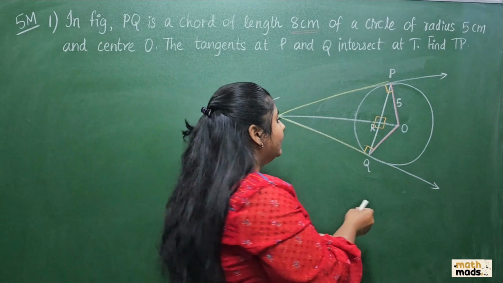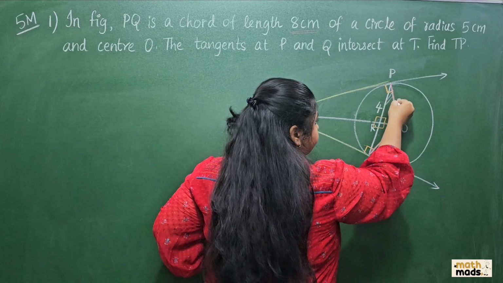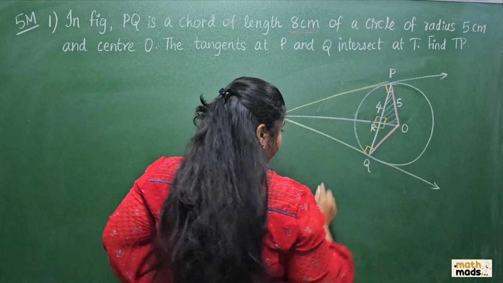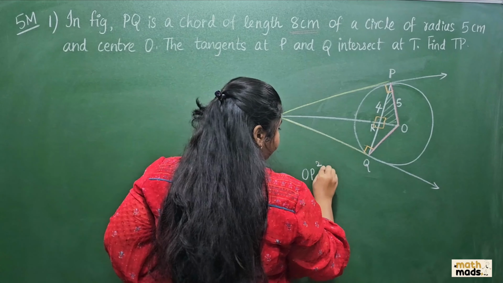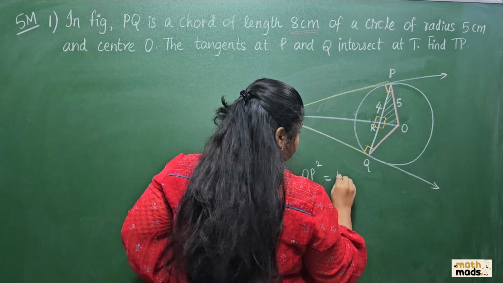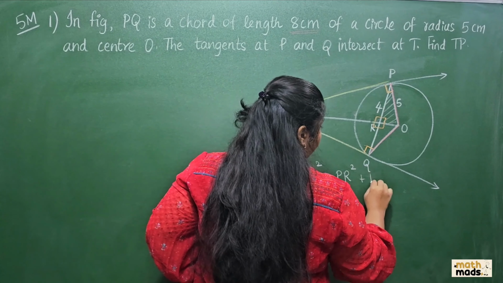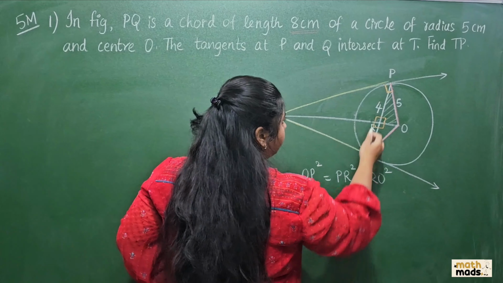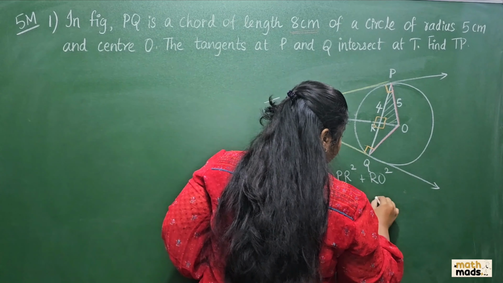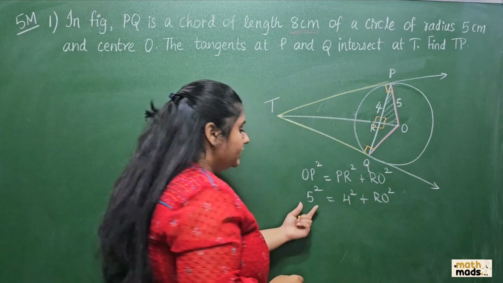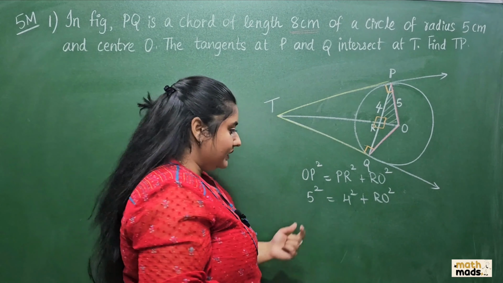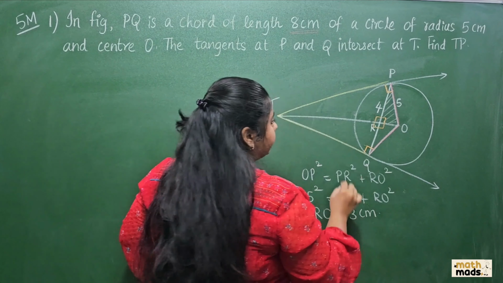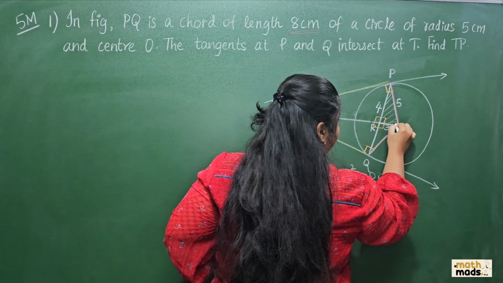Now look at this smaller triangle OPR. Take this triangle. It is a right angle triangle and OP is the hypotenuse. So OP square will be equal to PR square plus RO square. So I have 5 square is equal to PR is 4 square plus RO square. That is what I'm supposed to find. So 25 minus 16 will give me 9. So RO will be equal to 3 centimeters. So now I have found the value of RO.